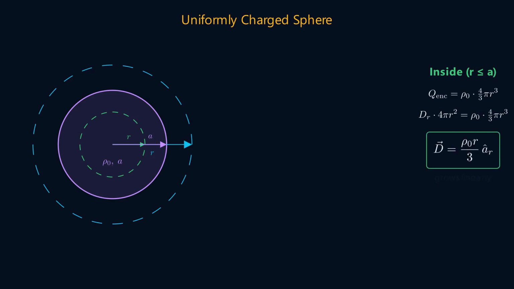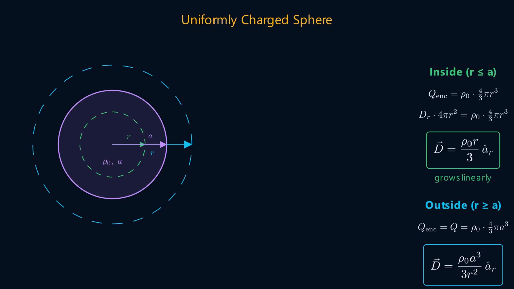Now consider a uniformly charged sphere of radius a with volume charge density rho 0. We need two Gaussian surfaces. For r less than or equal to a, inside the sphere, we use a spherical surface of radius r. The enclosed charge is rho 0 times 4/3 pi r cubed. Gauss's law gives Dr times 4 pi r squared equals rho 0 times 4/3 pi r cubed. So D equals rho 0 r over 3 in the a r direction. The field grows linearly inside.